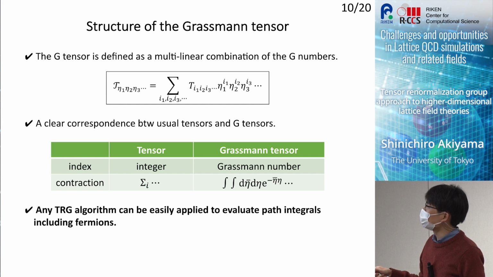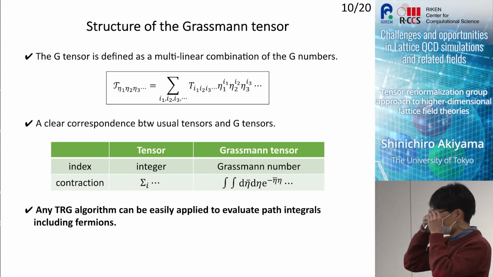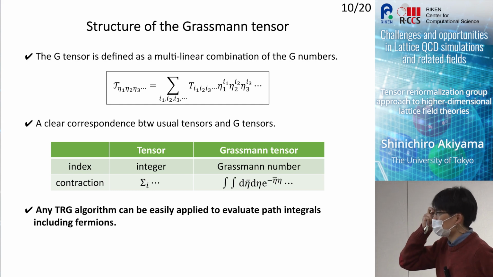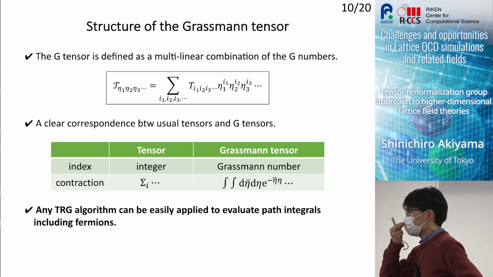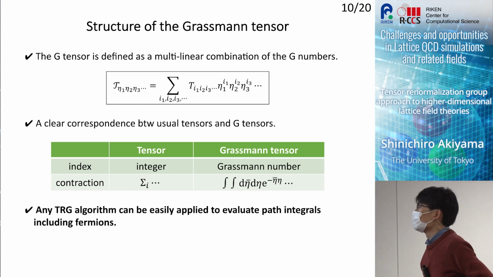this is a kind of tensor, but whose legs are not integer valued, but Grassmann valued. At the same time, they are nothing but a multilinear combination over the Grassmann variables like this, and then we have a coefficient tensor. This is nothing but a tensor in the usual sense. And thanks to this formalism, we can see a very clear correspondence between the usual tensors and the Grassmann tensors.